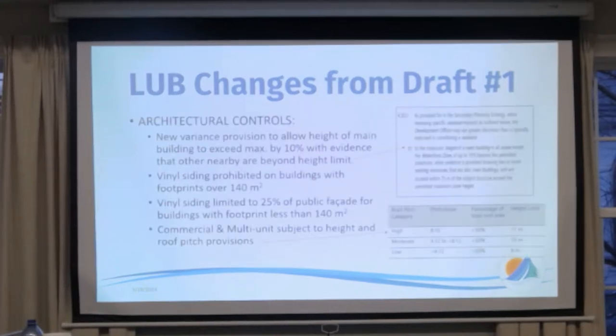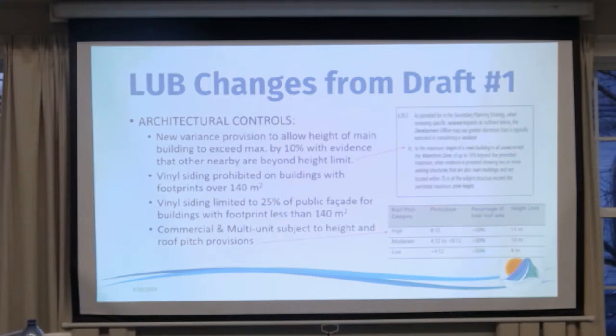And then this is what we were just talking about in terms of architectural control. So the second bullet point here is the one we'll hone in on. Currently, as proposed, vinyl siding is to be prohibited on structures that are larger than 1,500 square feet in footprint. So on your larger homes, vinyl would be outright prohibited. As it stands today, this particular piece has generated quite a bit of discussion. Vinyl siding would be permitted on buildings with a smaller footprint.